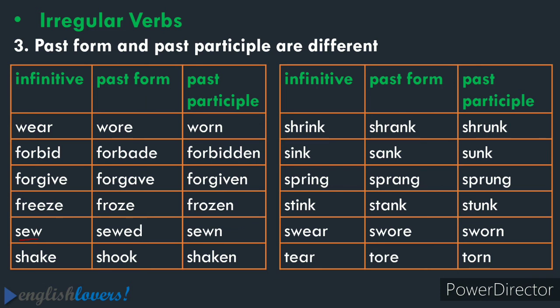Stink, stank, stunk. Stink means have a strong, unpleasant smell, in the sense of a verb. Then swear, swore, sworn. Swear means make a serious promise. There are other meanings also, like swear means to use offensive or rude words, especially when you are angry. Then next is tear, tore, torn. Here tear is a verb. When we say tear as a noun, it means the drop of liquid that comes out of your eyes when you are crying, but here tear is different.